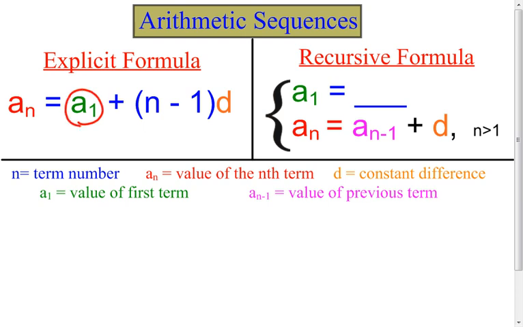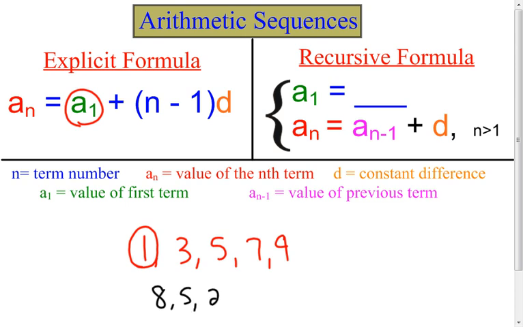a1 is the value of the first term. Okay, so if I am looking at the sequence, I'm going to go back to this one, 1, 3, 5, 7, 9, and so on. In this case, the first term is 1. The first term will not always be 1. For instance, if I had the sequence 8, 5, 2, -1, etc., then your a1 would be 8. So in this case, my a1 is 1, and in this case, my a1 is 8. So a1 stands for the value of the first term.